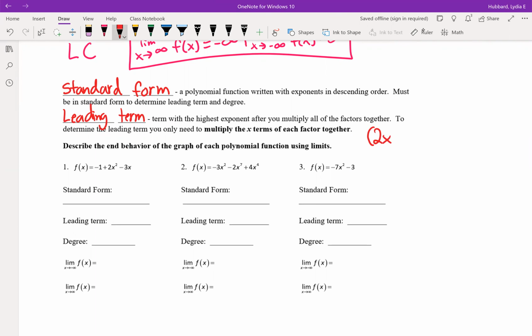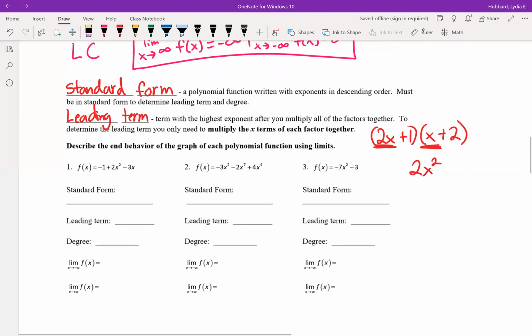What I mean by that is if I have 2x plus 1 times, say, x plus 2, all I need to do is take my x terms, multiply those two together, and my leading term will be 2x squared. Okay, so we don't have to distribute this whole thing out in order to get our end behavior.